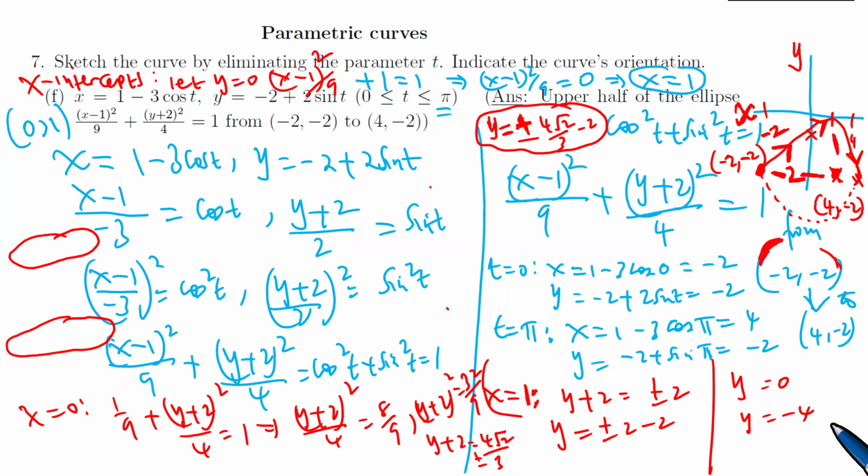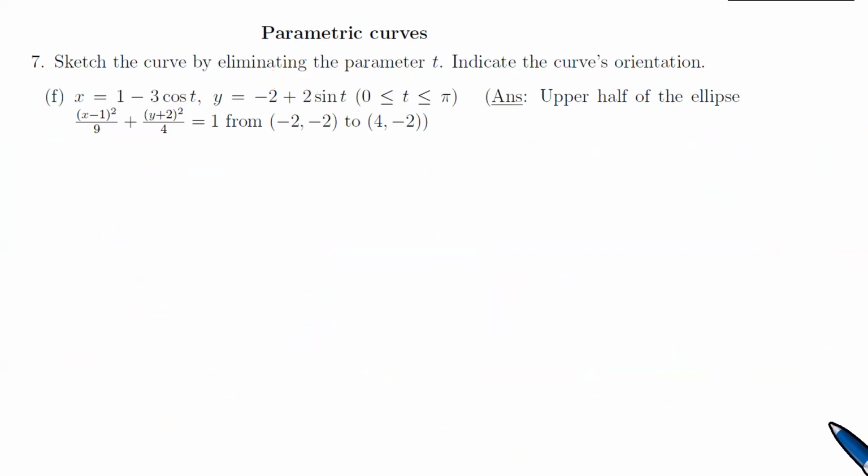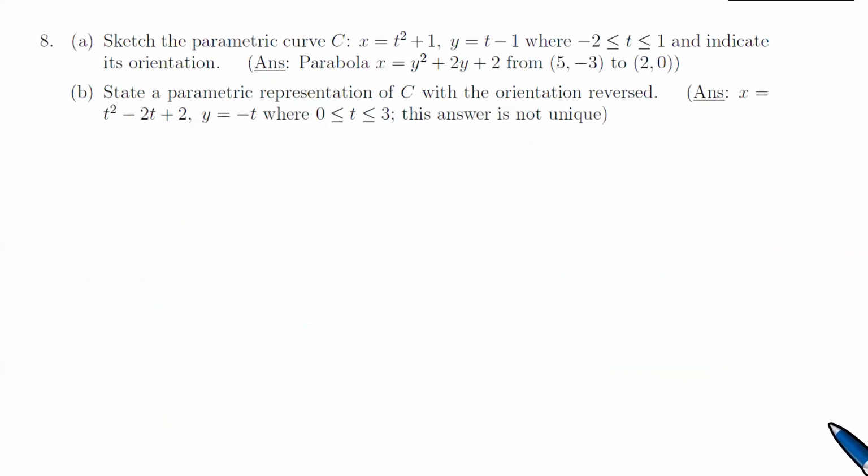It's sort of an ellipse that has been drawn. Any questions? So think about it. That was F. Okay, let's look at this one. Sketch a parametric curve, that one, where t is between -2 and 1 and indicate its orientation. Say the parametric representation of C with the orientation reversed.